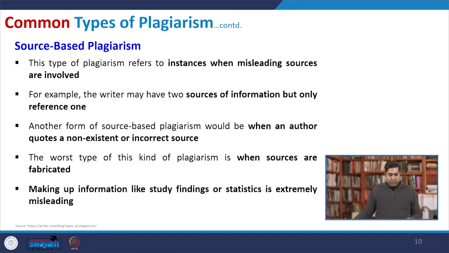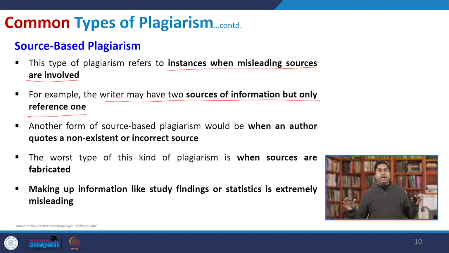Source based plagiarism, what exactly? This type of plagiarism refers to instances where the sources that are involved are misleading. For example, the writer may have multiple sources of information, but only reference one. So there is one particular statement that I write, which I have understood or gathered from multiple sources, but I just give one citation.